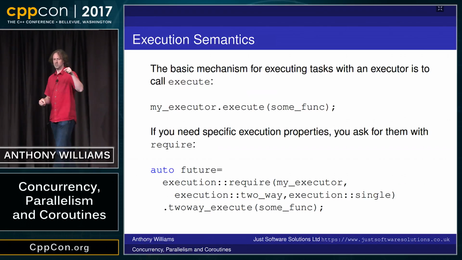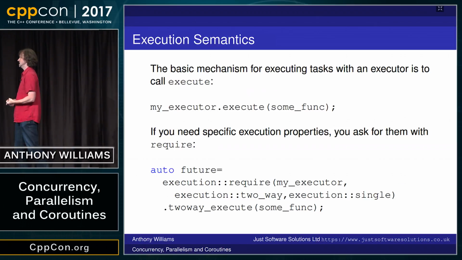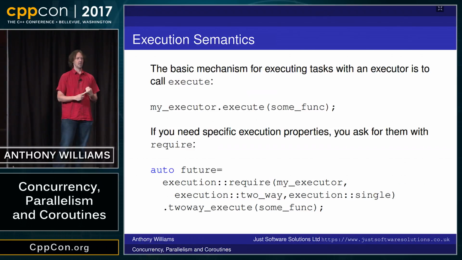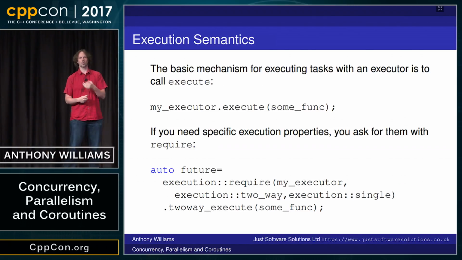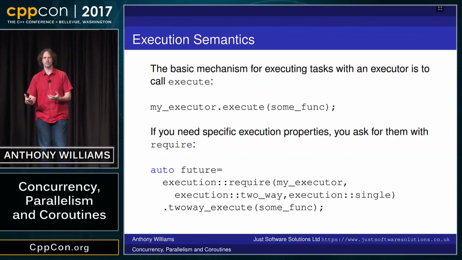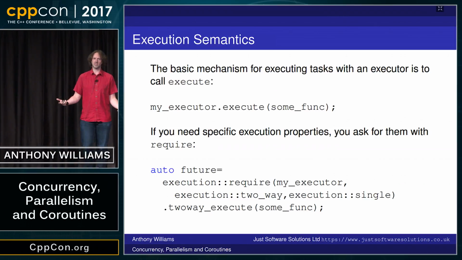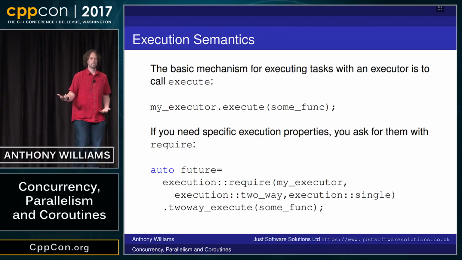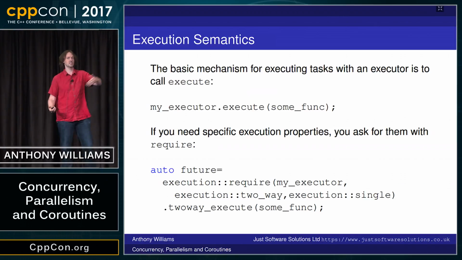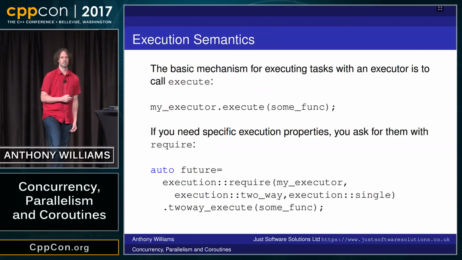So I say, I'm going to require that from my executor, I need it to be two-way communication, so I need to know when my task is done. But I'm only going to execute one function at a time. And that gives us a combined executor from our source one that has those properties. And if we can't do that, it will fail to compile. And then we can call two-way execute of our function, and that will definitely then give us a future back, which we can then wait on in order to know when the task has been done.